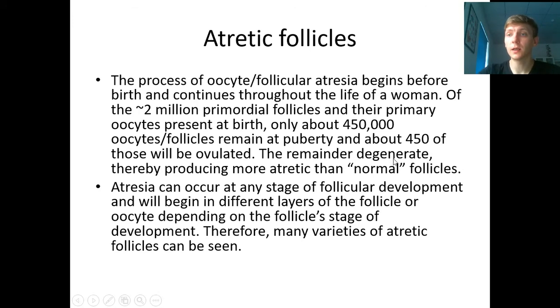And actually in every menstrual cycle, in the ovulation process, the normal menstrual cycle starts not only one of these 450 follicles, but sometimes a few of them. But during the process of progression, some of them win, and only the dominant follicle wins, and the non-dominant ones remain unchanged. Atresia can occur at any stage of follicular development and will begin in different layers of the follicle or oocyte depending on the follicle's stage of development. Therefore, many varieties of atretic follicles can be seen.